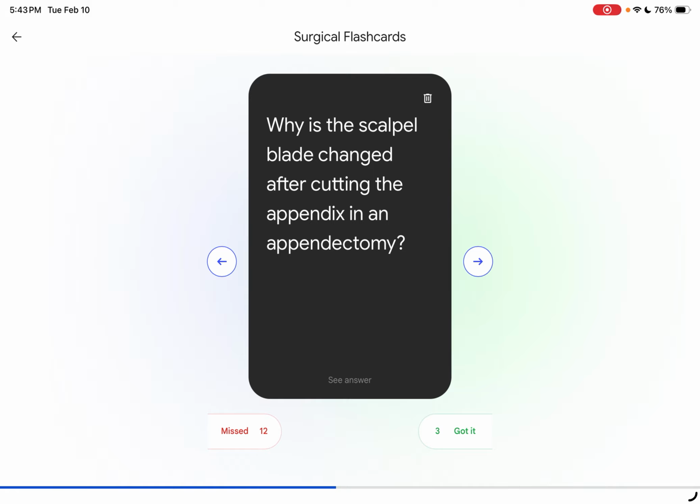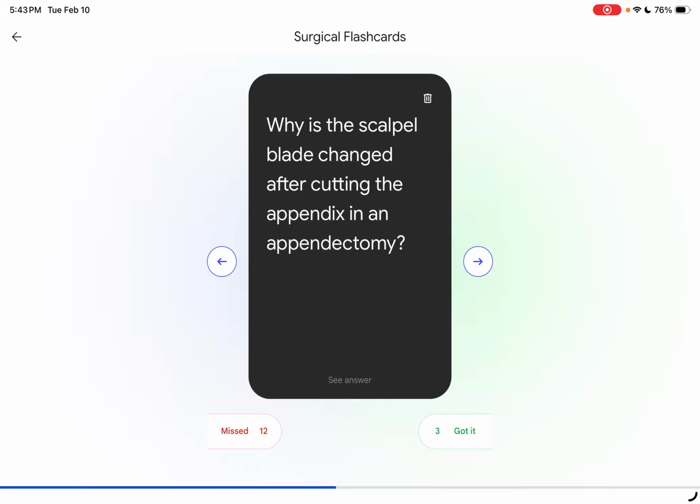Oh my gosh, I don't know. Why is the scalpel blade changed after cutting the appendix in an appendectomy? Of course, kailangan na to change ang scalpel blade. I need to watch surgical videos, ang gruesome videos.